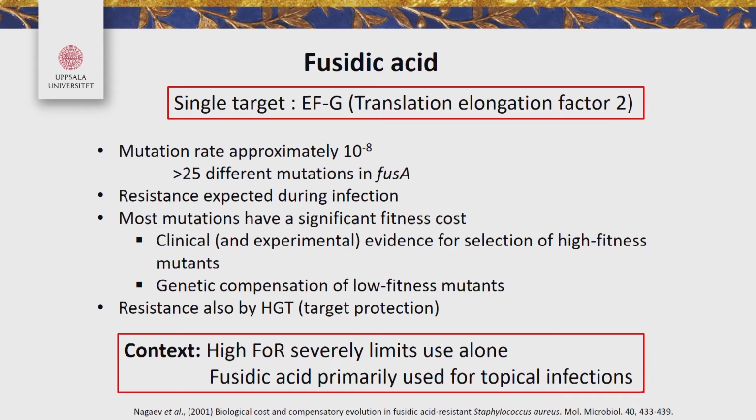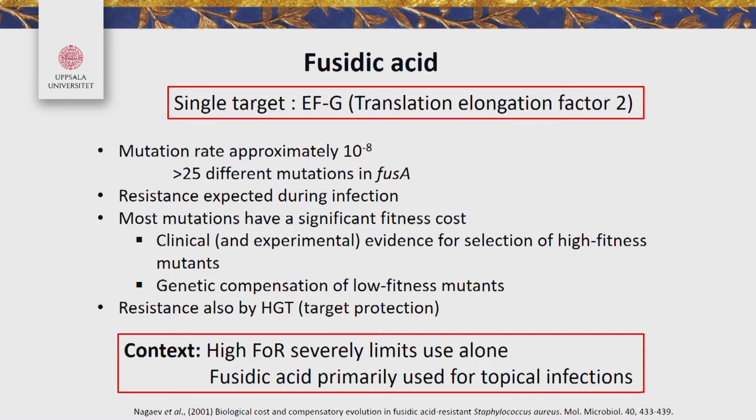Another example that Mariana talked about at the beginning was fusidic acid. Again, a single target drug that targets EFG. And the mutation rate is about 10 to the minus 8, similar to rifampicin. Rifampicin has more than 100 potential mutations. Fusidic acid has around 25. And resistance is, again, expected during infection because of this high frequency of resistance that you see. Most mutations do have a fitness cost, and same as with rifampicin, you get compensatory mutations for those high fitness fusidic acid resistant mutants. And resistance is also conferred by horizontally transferred genes.